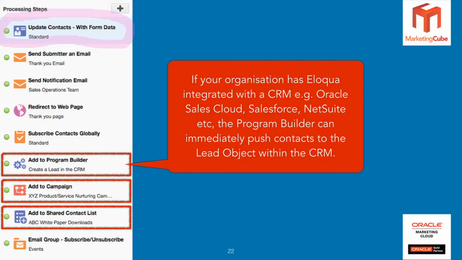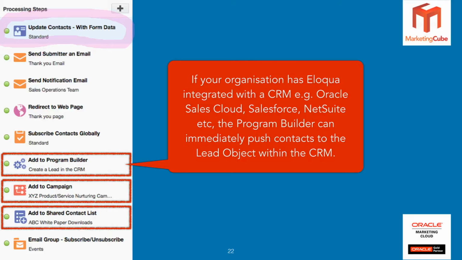If you fail to use that particular processing step, you don't lose the information. It's always held by Eloqua. It's just simply held now in the form, which you can access and download into Excel, and then you'd have to bring that back in again and post it against the contact. So update contacts with form data is the critical one that you always want.